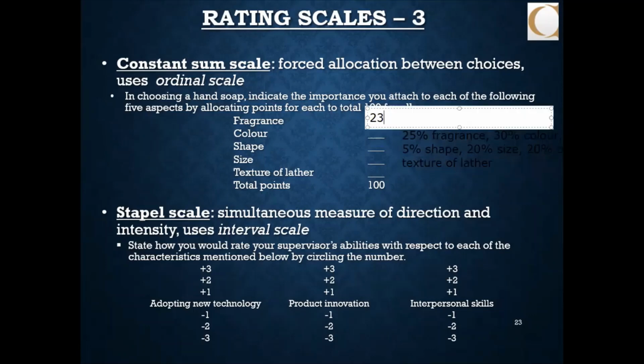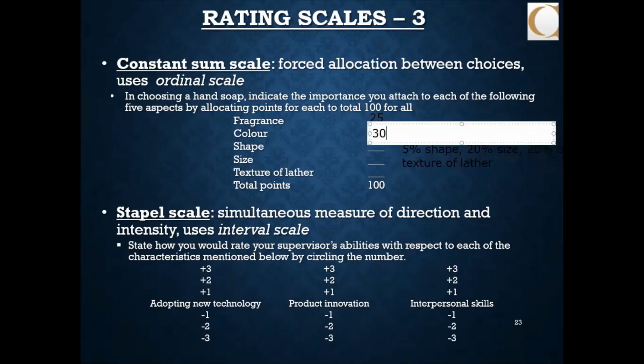So here, this would be 25. And then this one would be 30. And then this one would be 5. This one would be 20. And this one would be 20. So it's just percentage for a constant sum scale. And then staple scale, simultaneous measure of direction and intensity, uses an interval scale. This one is not really used that often. I've never seen it used, so don't worry too much about that one.